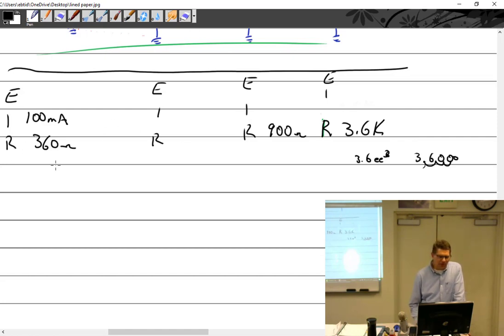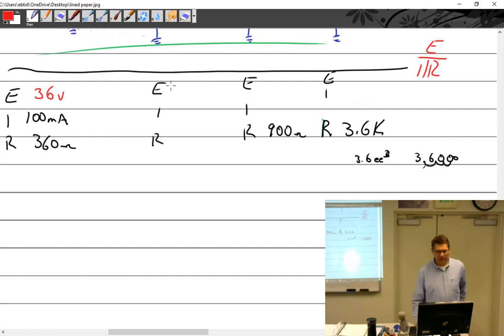All right, so where would I start here? Well, I would probably start right here with this E. So E equals I times R. This E right here is 360 times 100 milliamps. So I would do 360 times 100 EE second negative 3. It's got to be negative 3 because it's a milli, 36, which is actually 0.1. So got 36? Yeah.